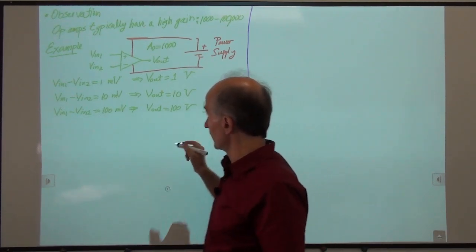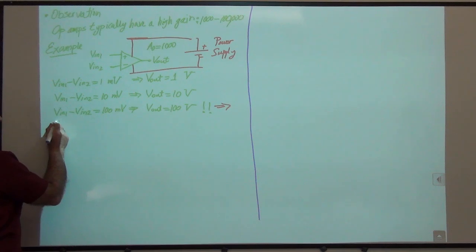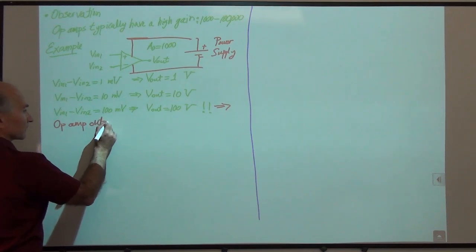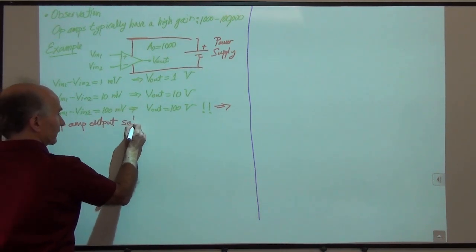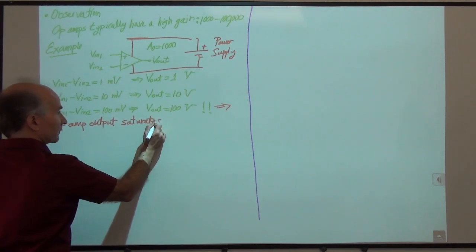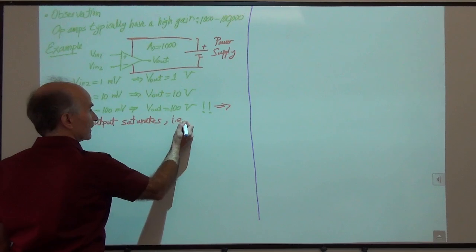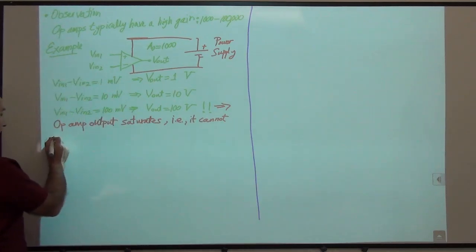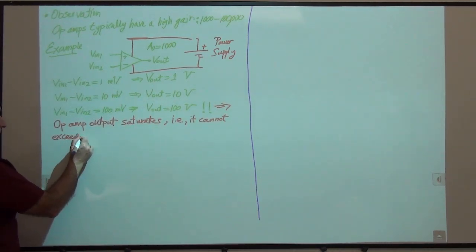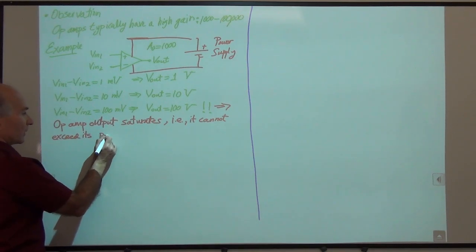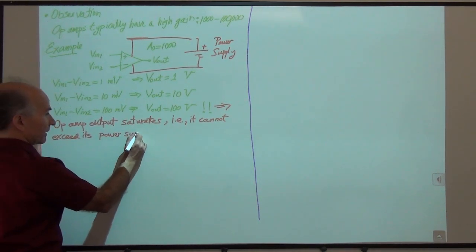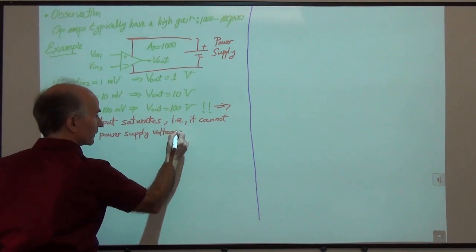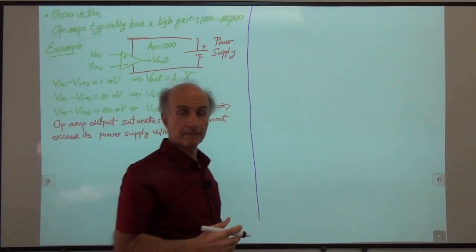So this is the key concept that we need to understand. So we say op amp output saturates. And what that means is that it cannot exceed its power supply voltage. So if the power supply voltage is 10 volts, that's the maximum that the op amp can deliver.